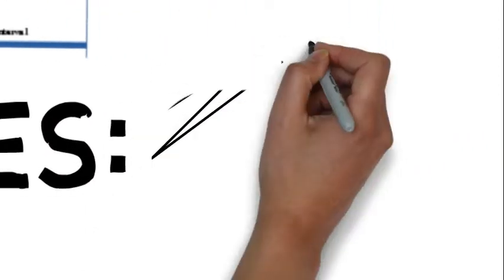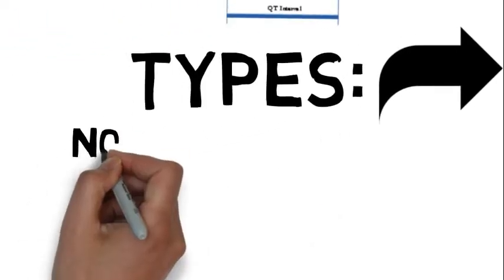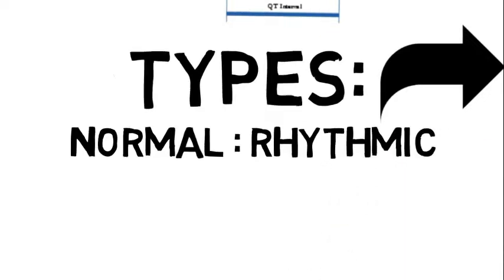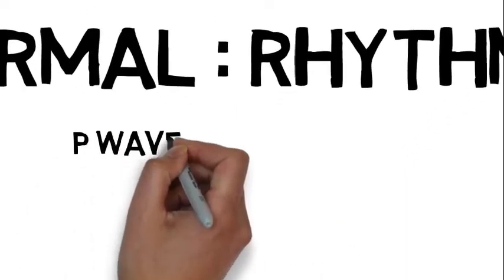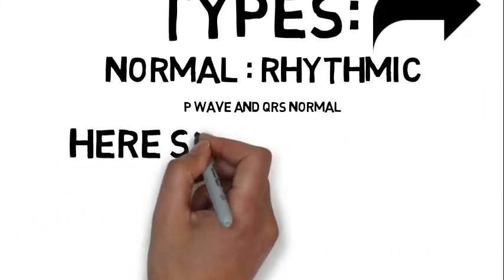So how can we know about the heartbeat? We can identify the heartbeat with the help of an ECG. I hope everyone knows about the ECG. If you don't know, I will upload another video on ECG. Here we are going to discuss the types of heart block. In a normal heart rhythm, the P wave and the QRS complex of the heart come together. That means it's a normal rhythm.